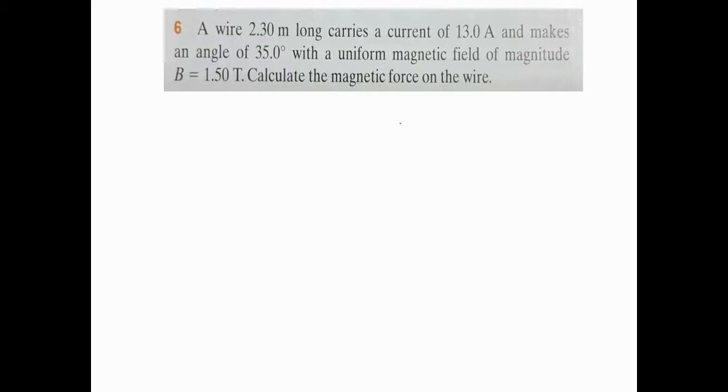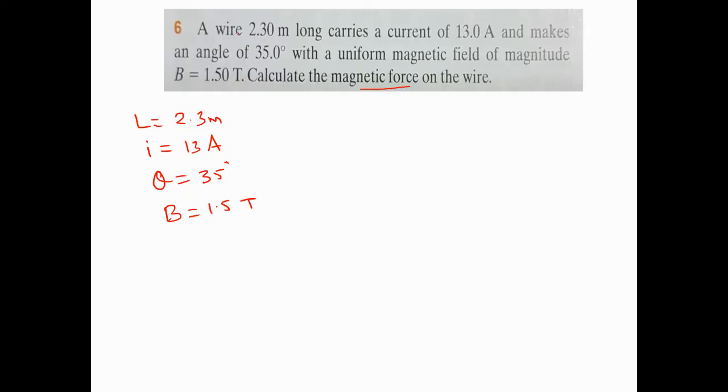Okay, let's start solving the first question. What are the things given in the question? This question is related with the magnetic force. We have 2 formulas for the magnetic force, so which formula are we going to use? That's a very, very important thing. Let's see what is given in the question first. The wire is 2.3 meters long, that means the length of the wire is given. And it has the current value, 13 ampere. The angle value is given as 35 degrees, and the magnetic field value is given as 1.5 Tesla.